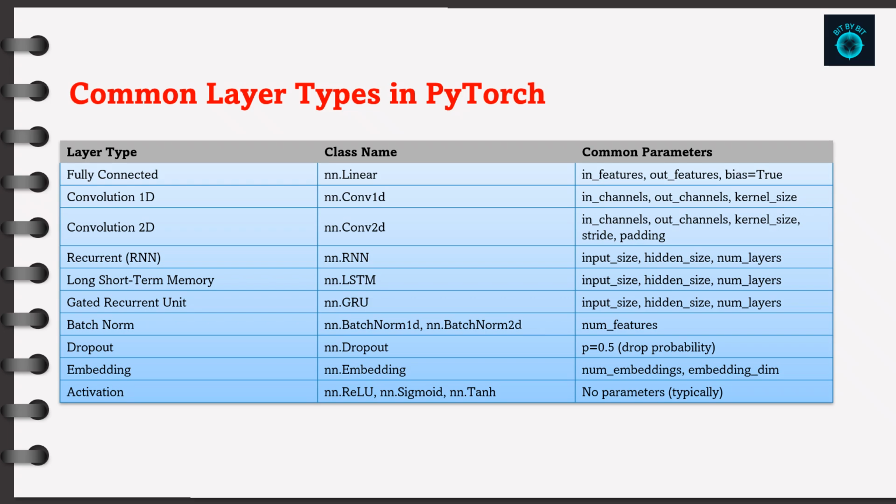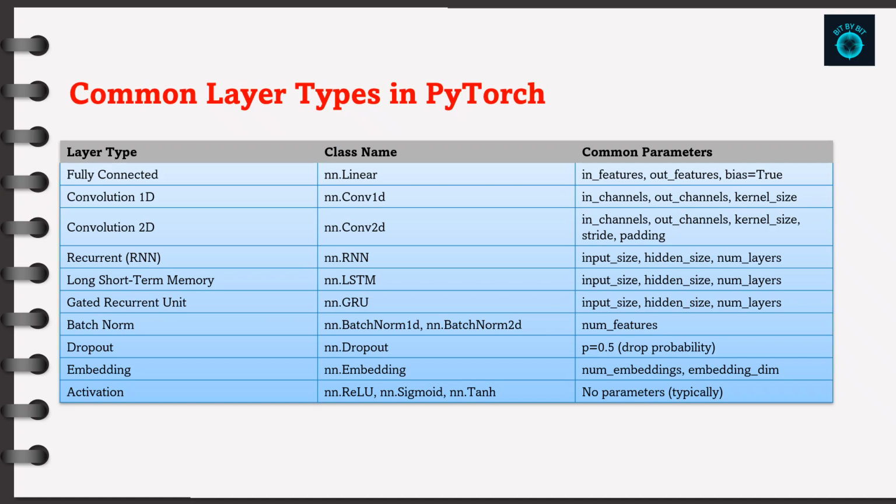For sequence data, PyTorch provides nn.RNN, nn.LSTM, and nn.GRU. They are used in natural language processing and time series tasks. They typically take input size, hidden size, and the number of layers. nn.BatchNorm1d and nn.BatchNorm2d normalize activations during training, helping models train faster and generalize better. nn.Dropout randomly sets some activations to 0 during training. This helps reduce overfitting. The default drop probability is 0.5.